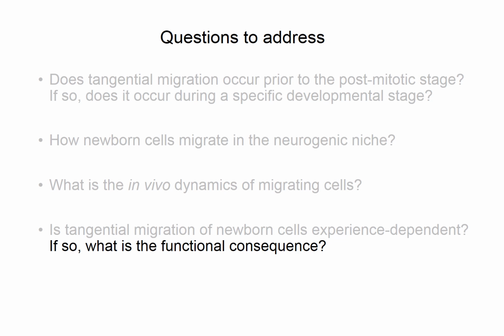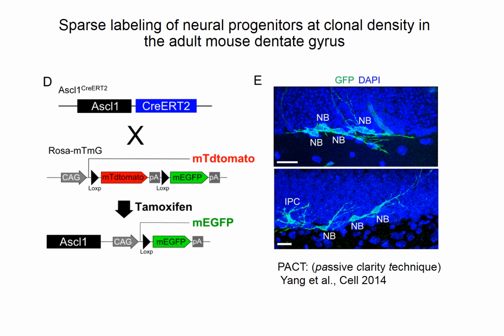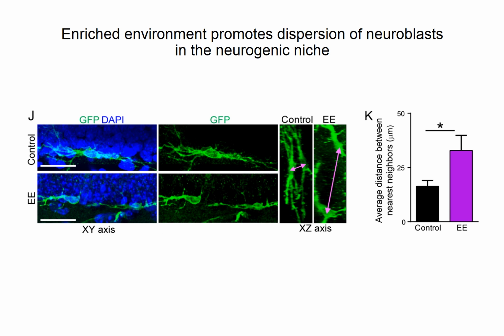So to measure the distance between neighboring cells, we took an inducible genetic approach. We use this AICL cell pre-ER line and cross with a reporter line, so that we can label neuroprecursor cells. I don't want to get into too much detail of the system, but what you can get from there is that we labeled all these neuroblasts, then we can measure the distance between the neighboring cells. So consistent with our hypothesis, enriched environment really does increase the distance between neighboring neuroblasts. So here is the quantification.